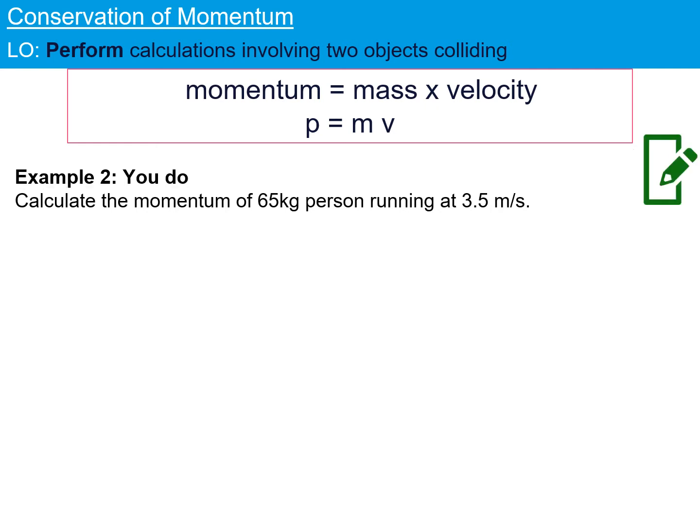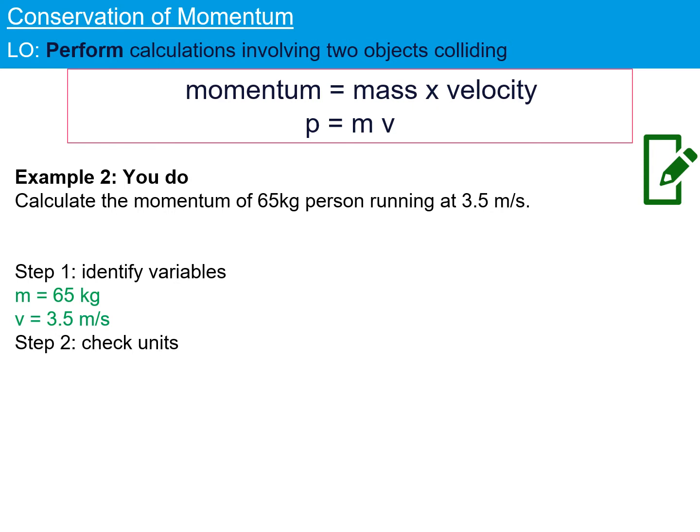So let's now self-assess our answers. So firstly, we had to identify our variables. You should have written m as 65 and v is 3.5 meters per second. We then had to check our units. The mass needs to be in kilograms, so that is correct. And the velocity needs to be in meters per second, which is also correct.